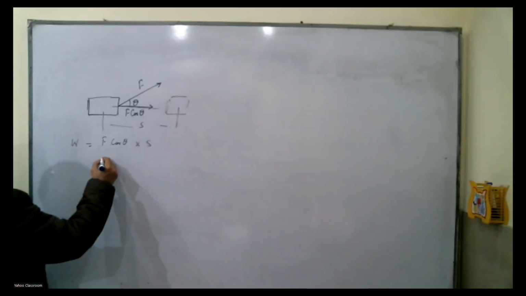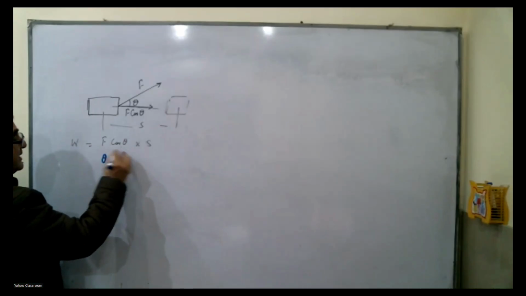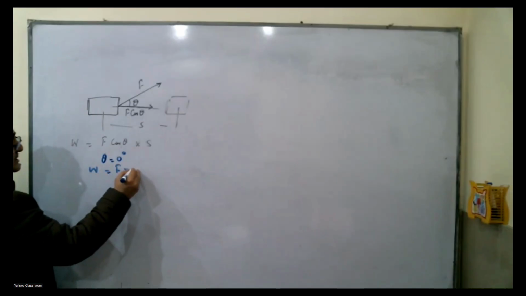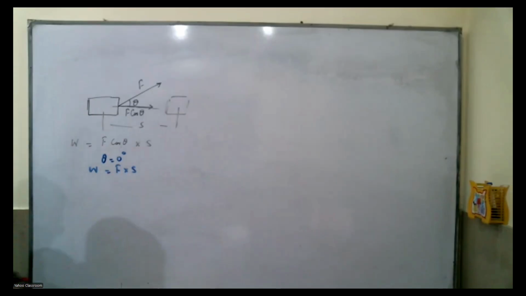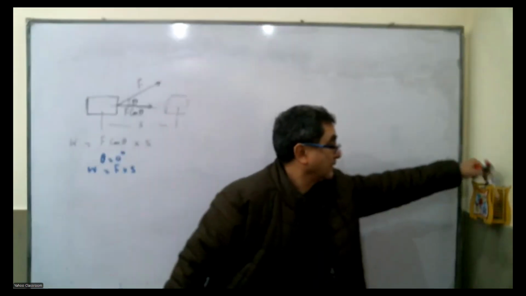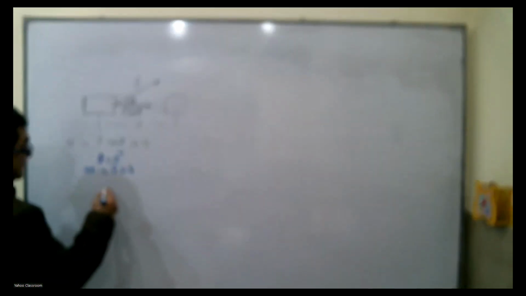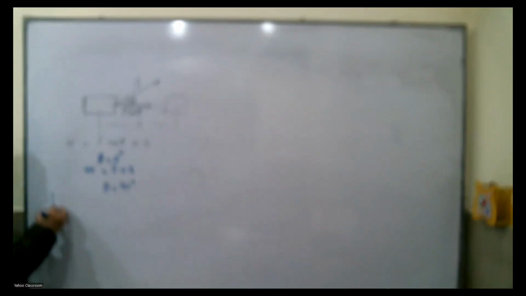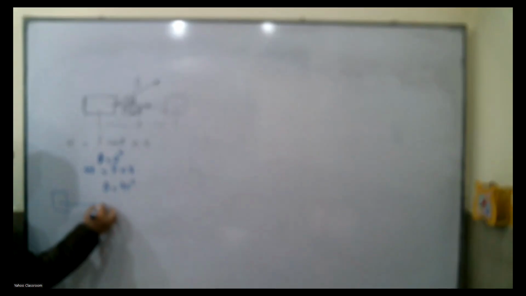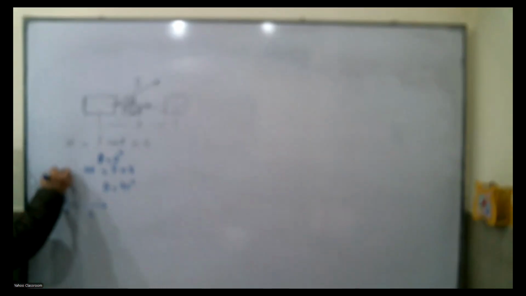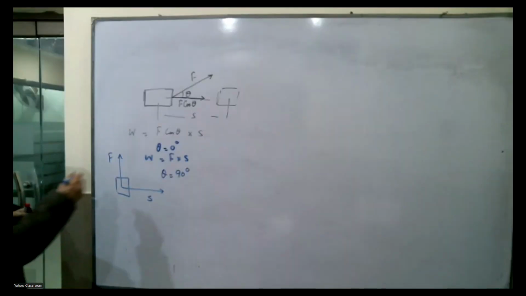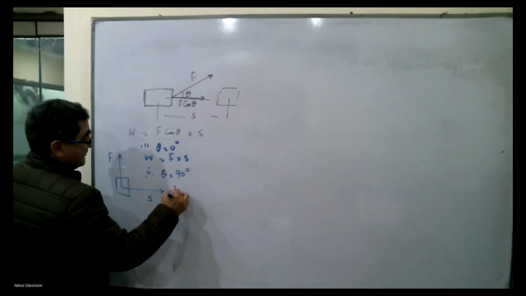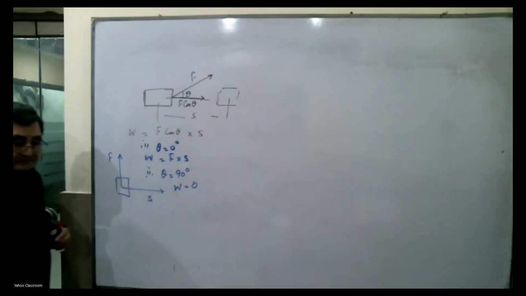In this case, if theta is equal to 0 degrees, like our first case, then work will be F into S. On the other hand, if theta is equal to 90 degrees, as if the object is moving in this direction, but the force is upwards, that is case number 2, in this case, work will be equal to 0.